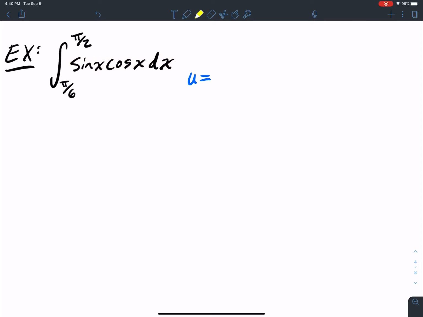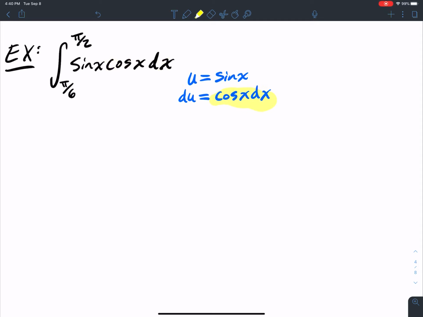So let's let u equal sine x. Everywhere I see a sine x, I'm going to replace that with u. Now I need a dx to get rid of and a cosine x to get rid of. Well, if I take the derivative of u, I get du equals cosine x dx. Lo and behold, exactly what I want to get rid of. So first option, I turn this integral into u du.